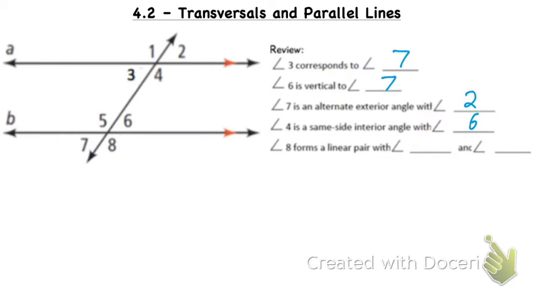Angle 8 forms a linear pair with angles blank and blank. Okay, Landon, give me one of them. 6. Okay, angle 6 is one of them that it forms a linear pair with. Ryan, do you want to give me the other one? 7. I agree, angle 7. Questions on any of that? All righty.